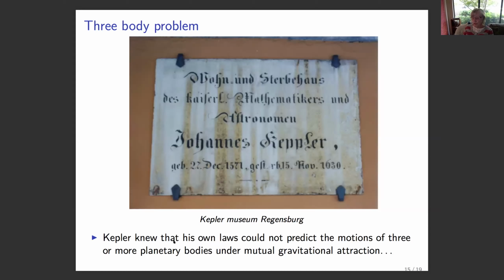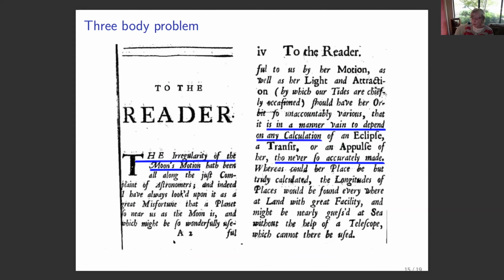But what was the motivation to solve the three-body problem? Well, in this little book, Newton published in 1702, called A New and Most Accurate Theory of the Moon's Motion, let's note first this cool definition of what we would call chaos today. The irregularity of the moon's motion is in a manner vain to depend on any calculation, though never so accurately made. Aha! There we have it.